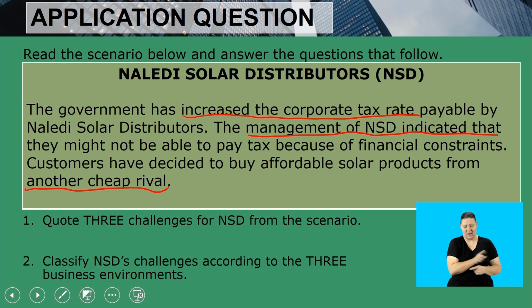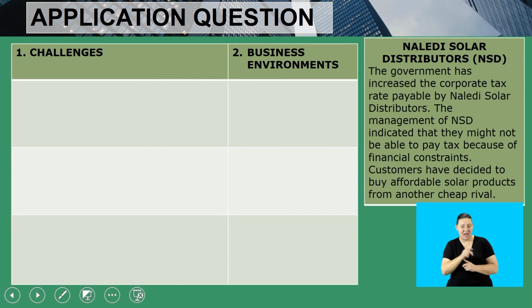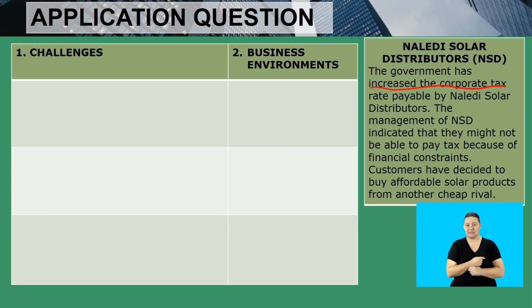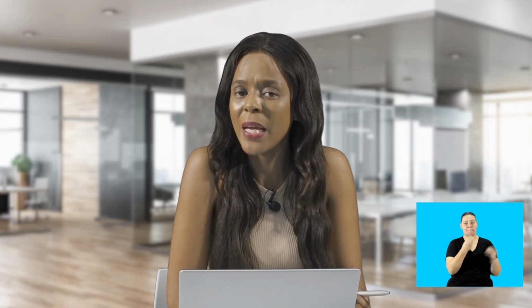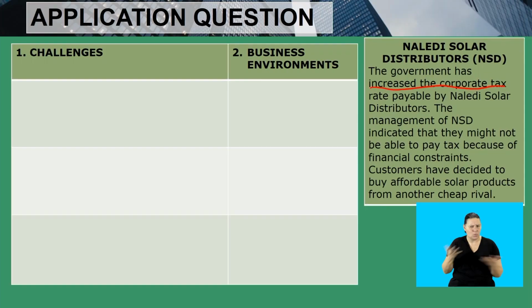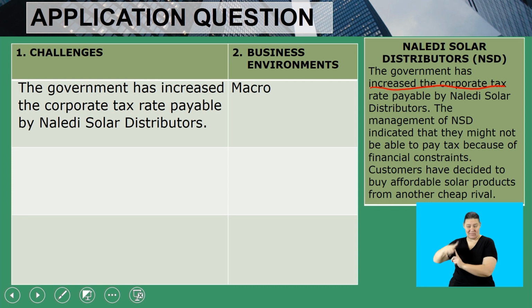Second question, it says classify NSD's challenges according to the 3 business environments. Now, this first one, we spoke about the increased corporate tax by government. So where do we find the government? We find the government in our macro environment. So this statement is actually applicable to our macro environment.